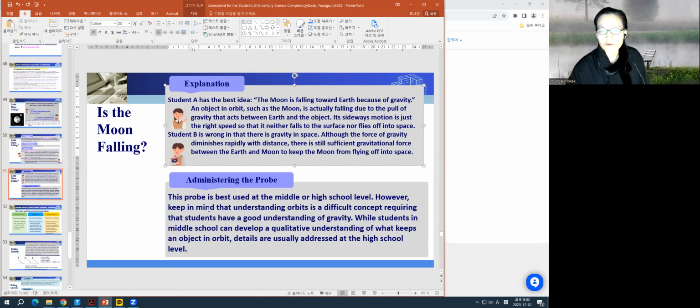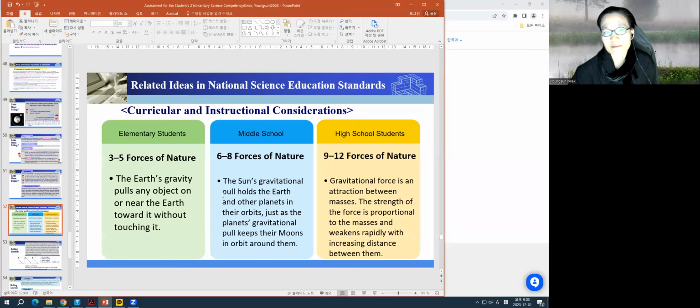However, teachers should keep in mind that understanding orbit is a difficult concept, requiring that students have a good understanding of gravity. While students in middle school can develop a qualitative understanding of what keeps an object in orbit, details are usually addressed at the high school level. What I am saying is this one.